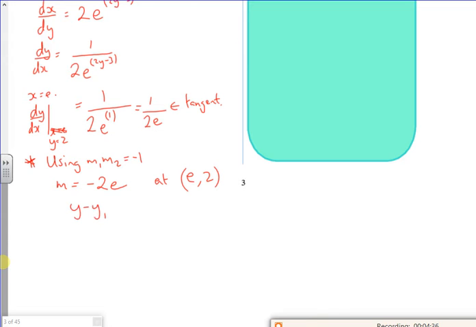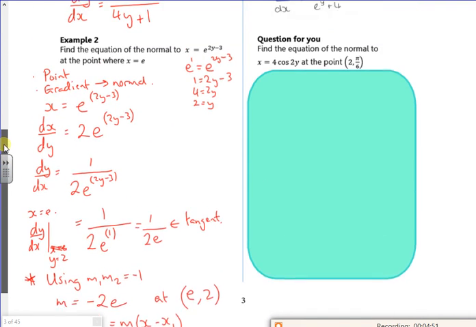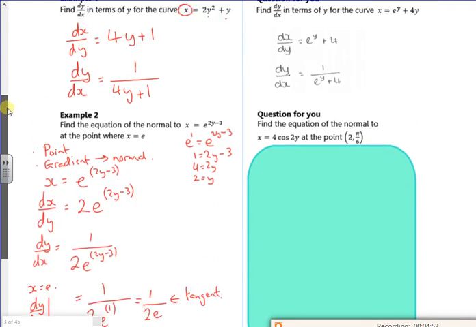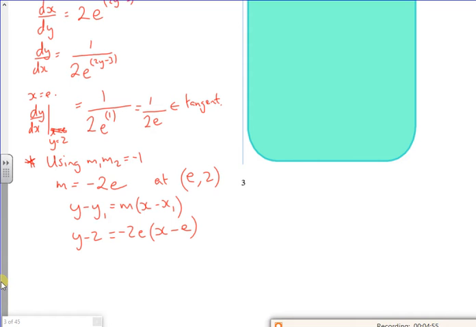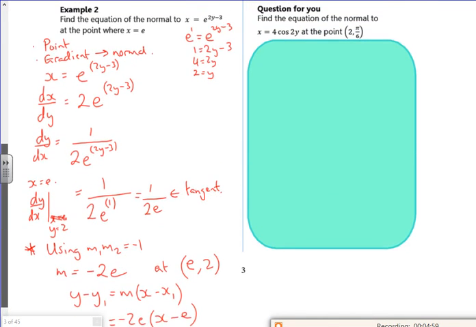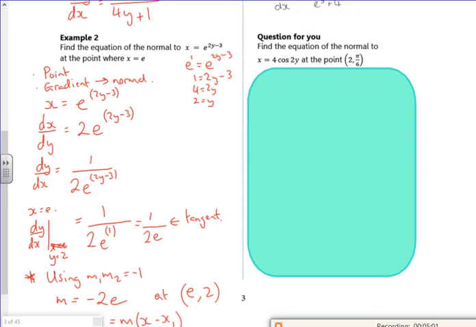So if I've got y minus y1 is m, x minus x1, then I've got y take 2 is minus 2e, x take e. And to be fair, if the question didn't tell you to expand it in any other way, all you need to do is just leave it as it is, which I'm going to do. The completed pack expands it. Now there's a question for you with cos.